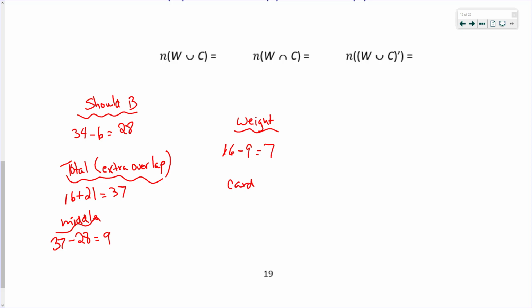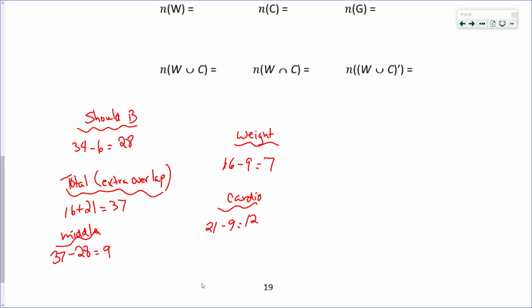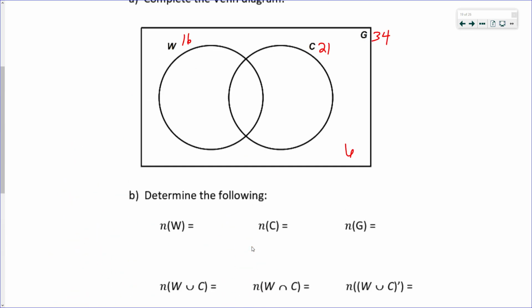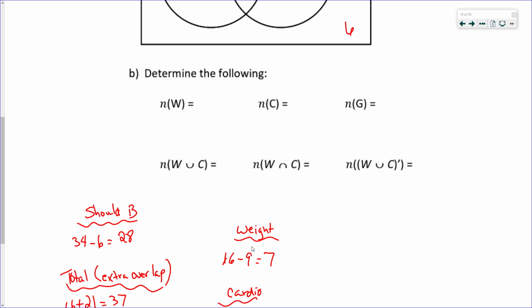And then for the cardio, I have 21 people that do cardio, 9 people that are doing both, so that leaves me with 12 people that are doing just cardio. So just to fill in, I got 7 that are just doing weight training, 9 that are doing both, and 12 that are doing just cardio. So 7 plus 9 is 16. 16 plus 12 is 28, which is the amount of people that fall into the circle.